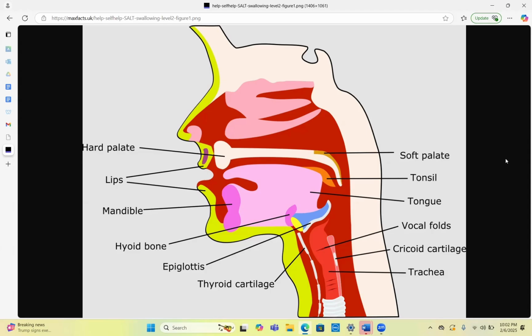So there are vocal cords, the structure, and their purpose is they close tightly to block the food or liquid from entering our lungs. And the next structure is the hyoid bone and larynx, and their function together is it moves upward and forward to help close the airway and open the esophagus.